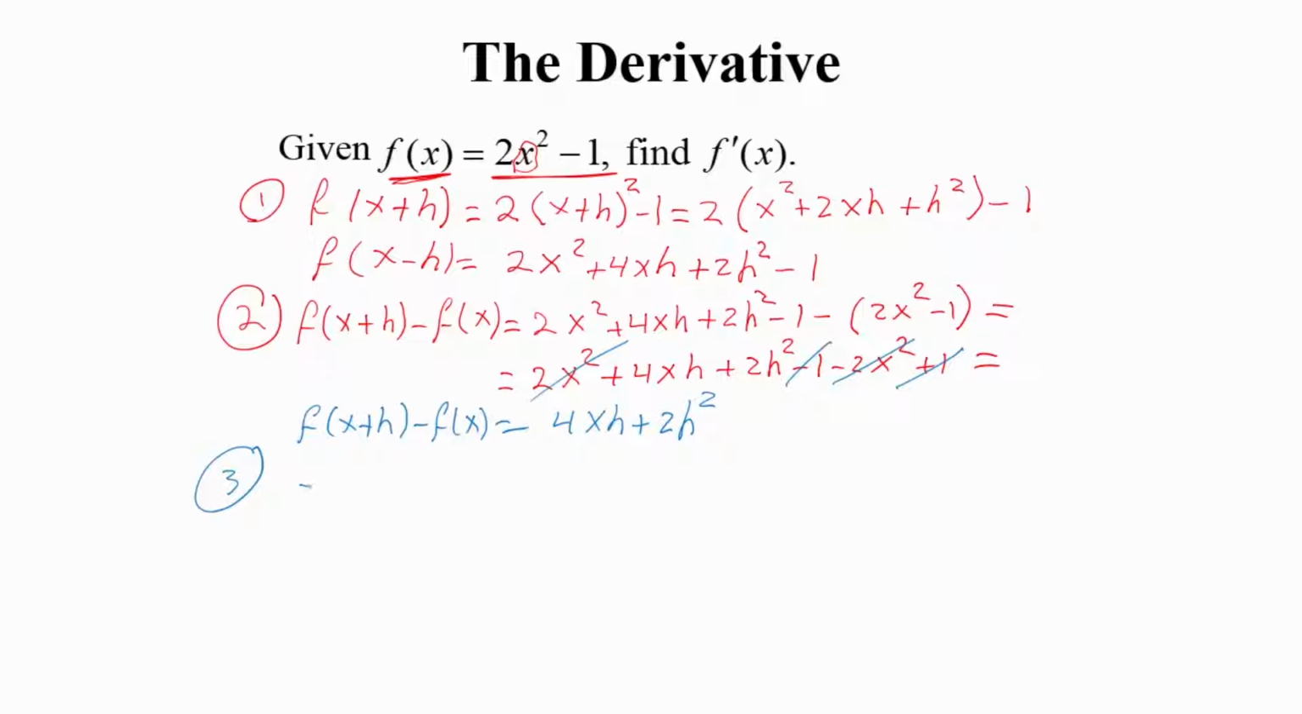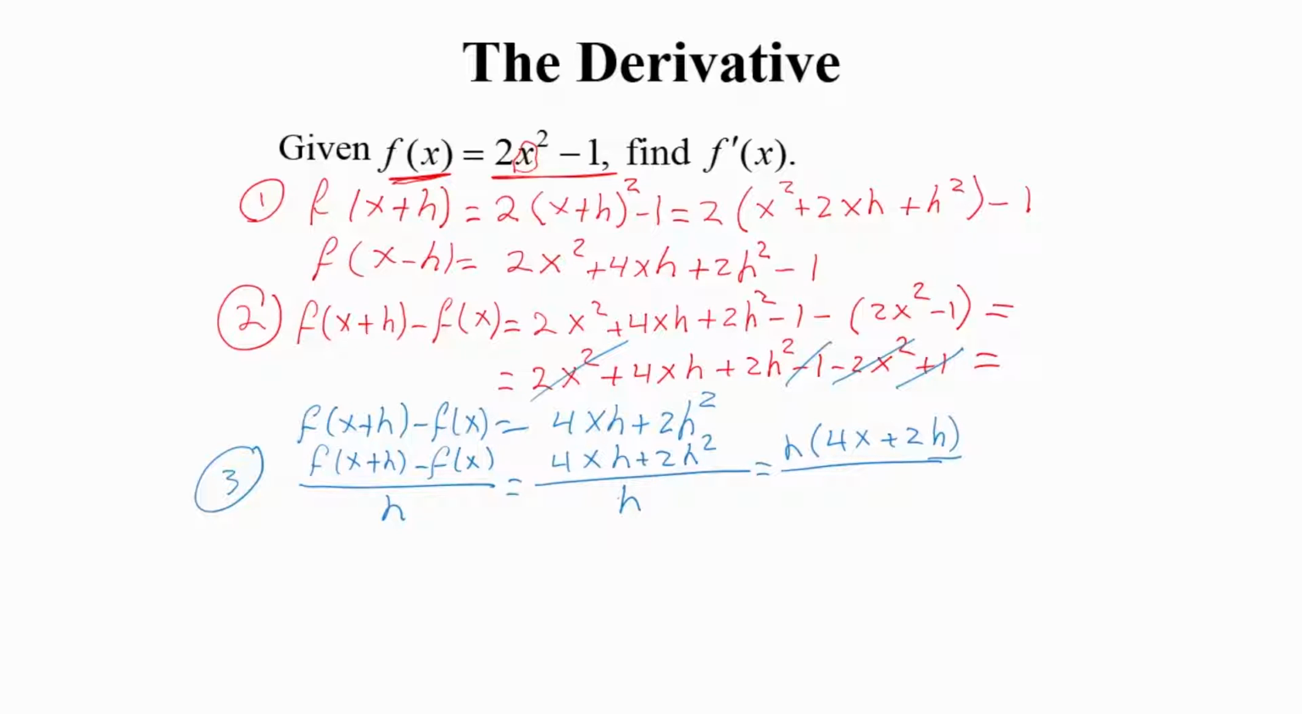Step number 3, divide f of x plus h minus f of x by h. So that is 4xh plus 2h squared divided by h. That would be, factor out h in the numerator, h times 4x plus 2h, divided by h. Now this h and this h would cancel. Therefore, that would be equal to 4x plus 2h.